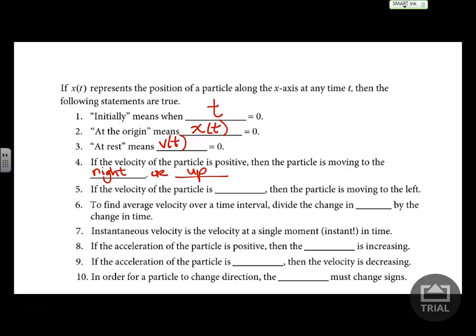What would be the blank for number 5? The particle is moving to the left when the velocity is negative. So the sign of the velocity indicates the direction of the motion. Does that make sense? The sign of the velocity indicates the direction of the motion. What does the number of the velocity indicate?